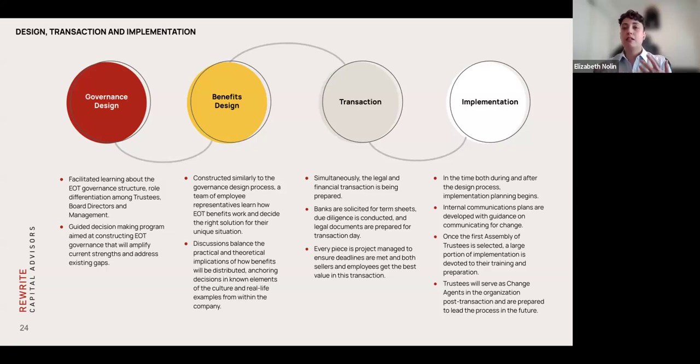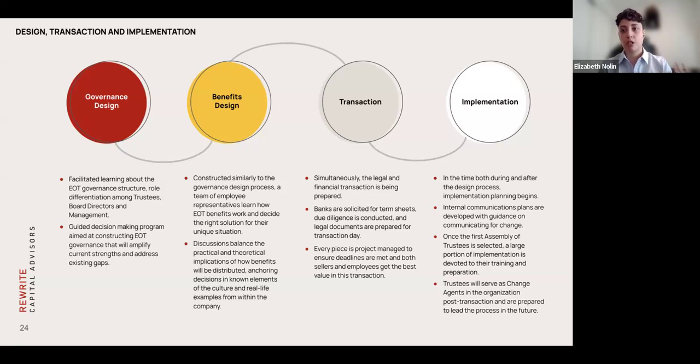If people are going to be making decisions about what their governance will look like post EOT transaction, we need to make sure that they fully understand what the roles are before we can start deciding what the proper composition will look like. So it's very focused on learning and education. And then we move into a guided decision-making process where we stress test the different ideas, make sure that we've thought of unique scenarios that have already happened in the organization or are likely to happen, and really make sure that, again, there's no cookie cutter approach to designing EOT governance.